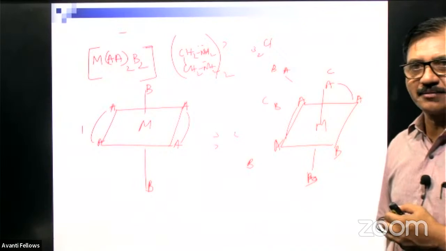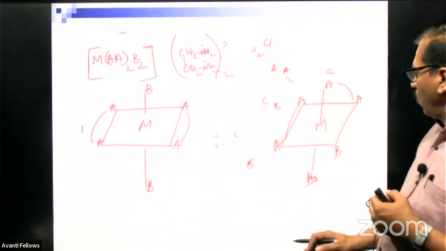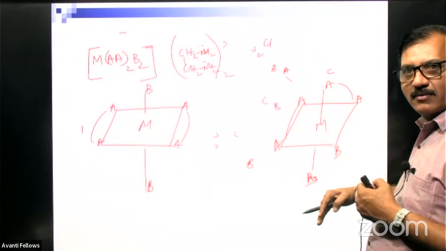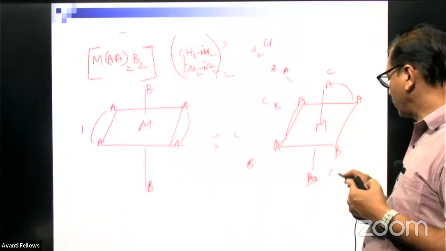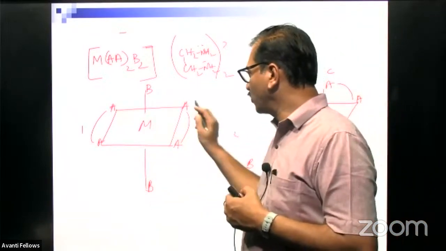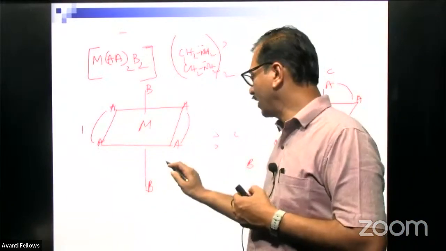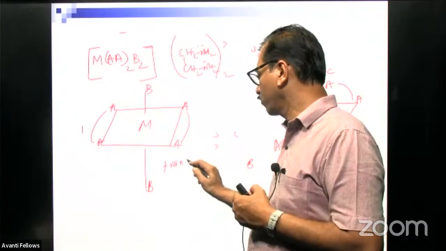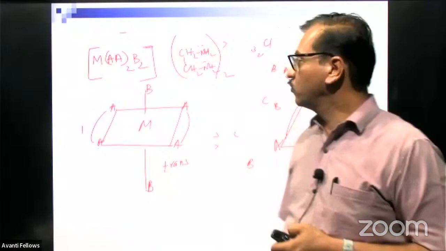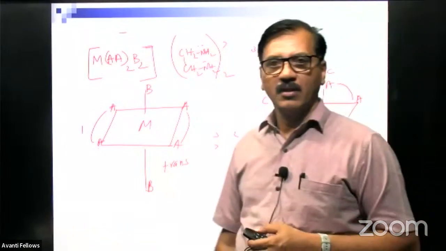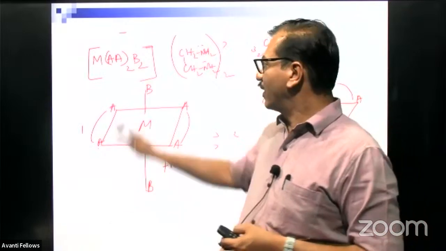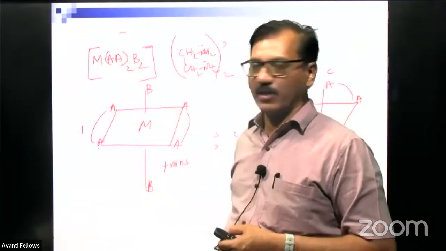You can identify. All A's are on one side and B's are on the other side. Therefore, this is cis. AA is opposite, therefore this is trans. So this way you can identify the kind of geometrical isomers that can be written over this.